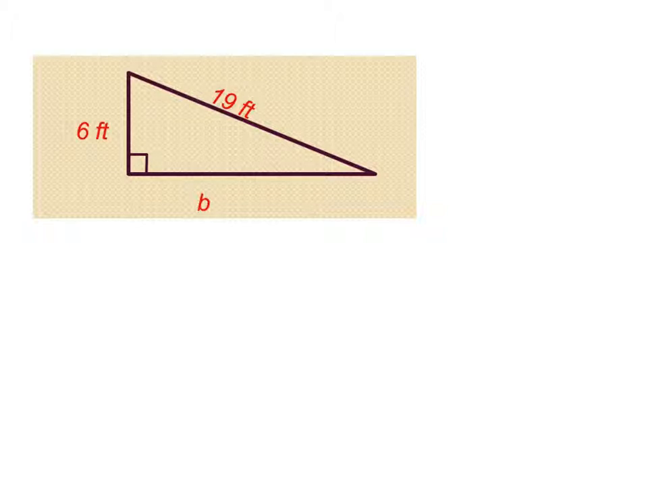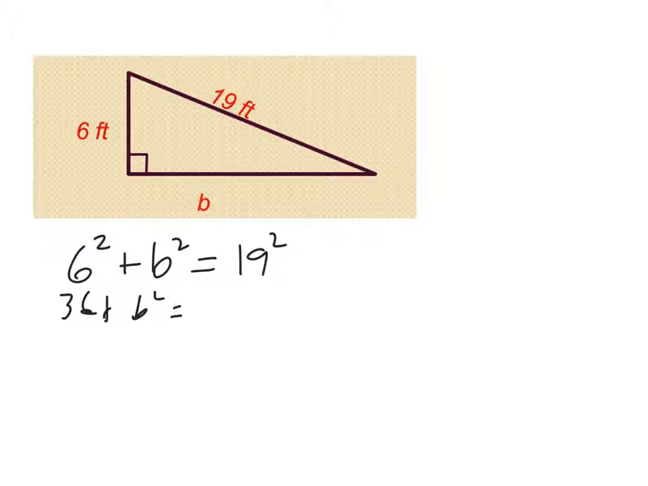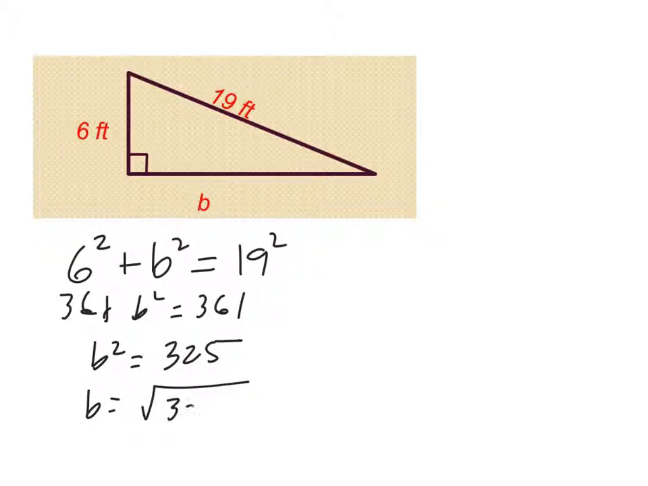The reason this is important for this particular problem is that it doesn't come out nice and evenly like the last one did. Here's my setup. This is 36 plus b squared equals 361. So b squared equals 325. Now when I find b, I'm taking the square root of 325, which is not a perfect square. So let me show you the difference.